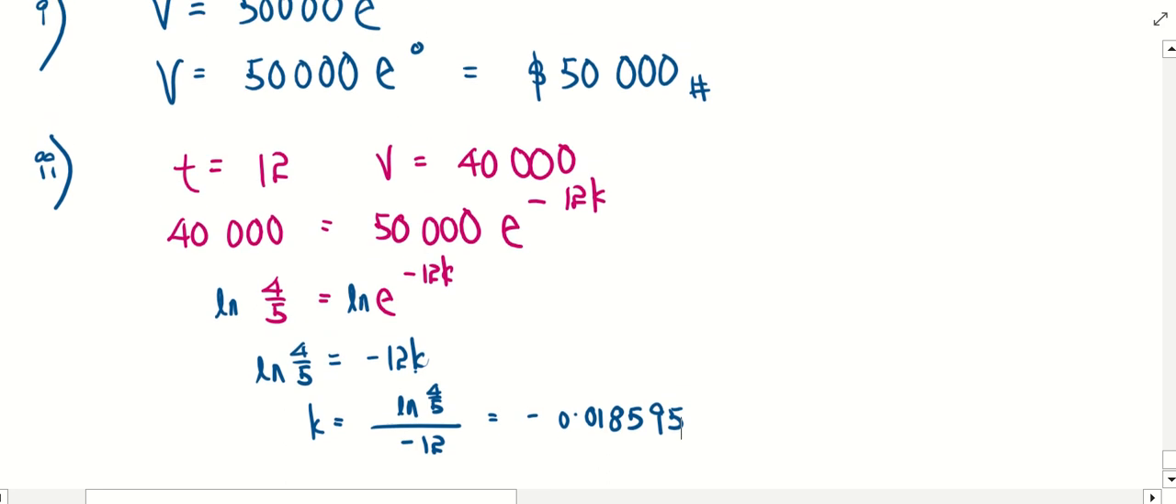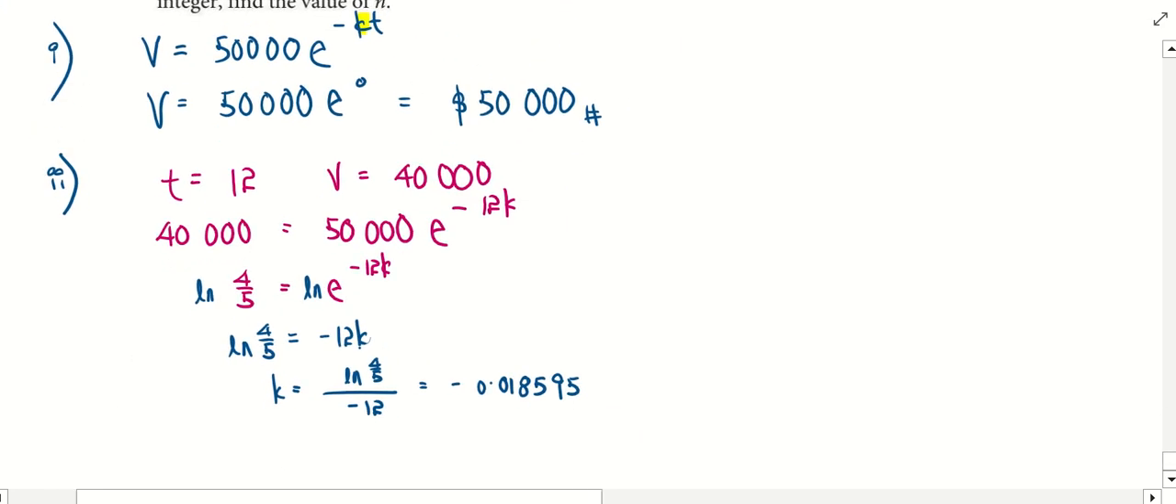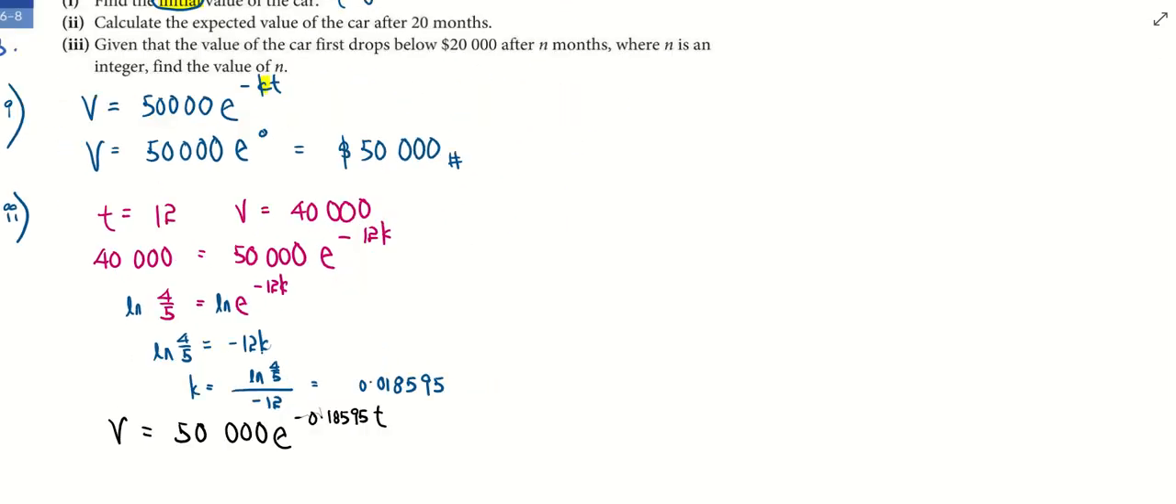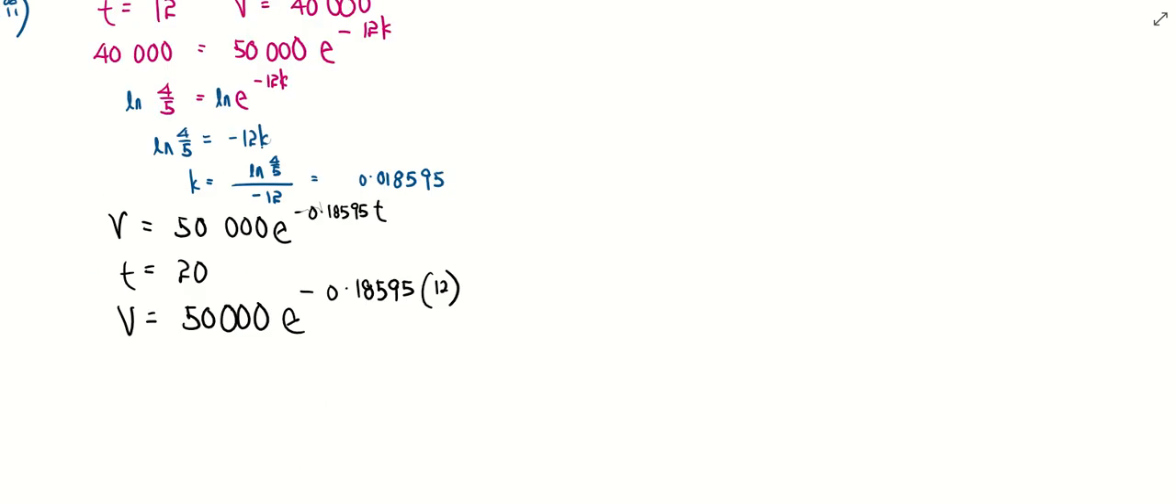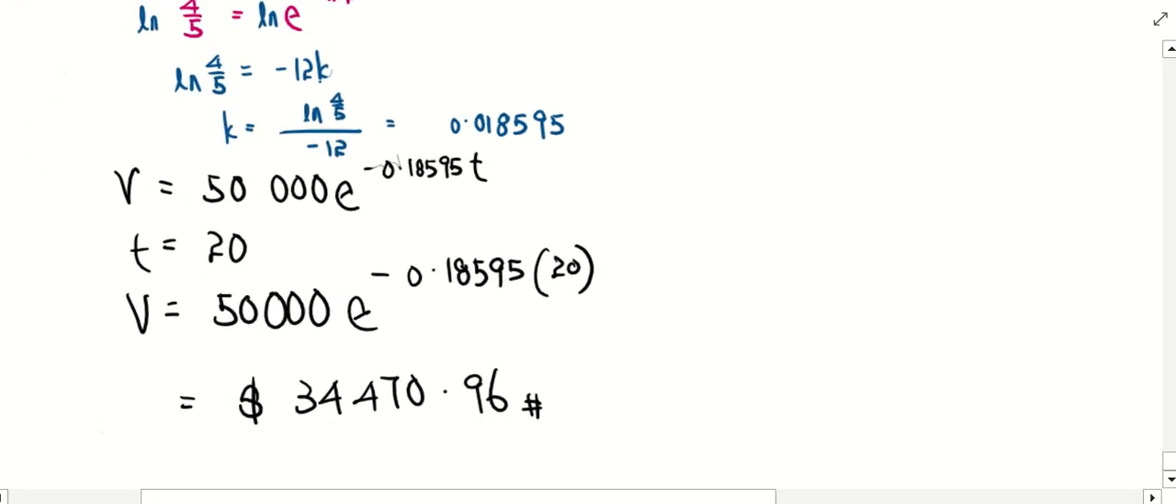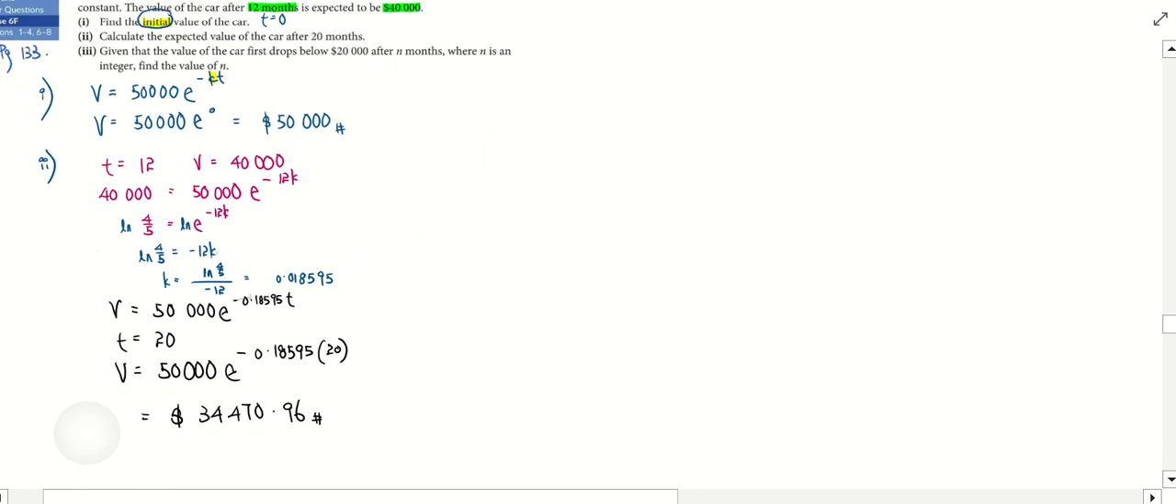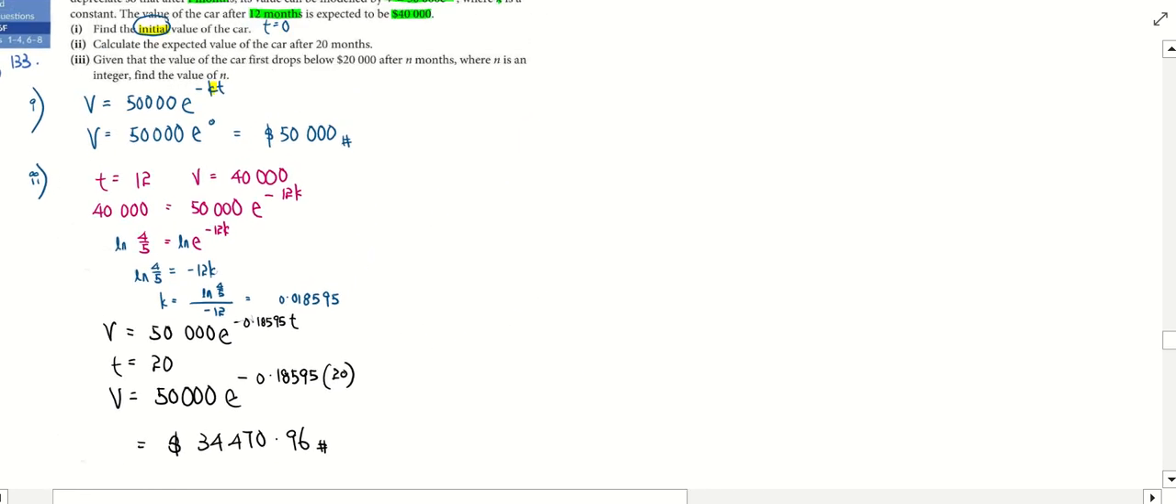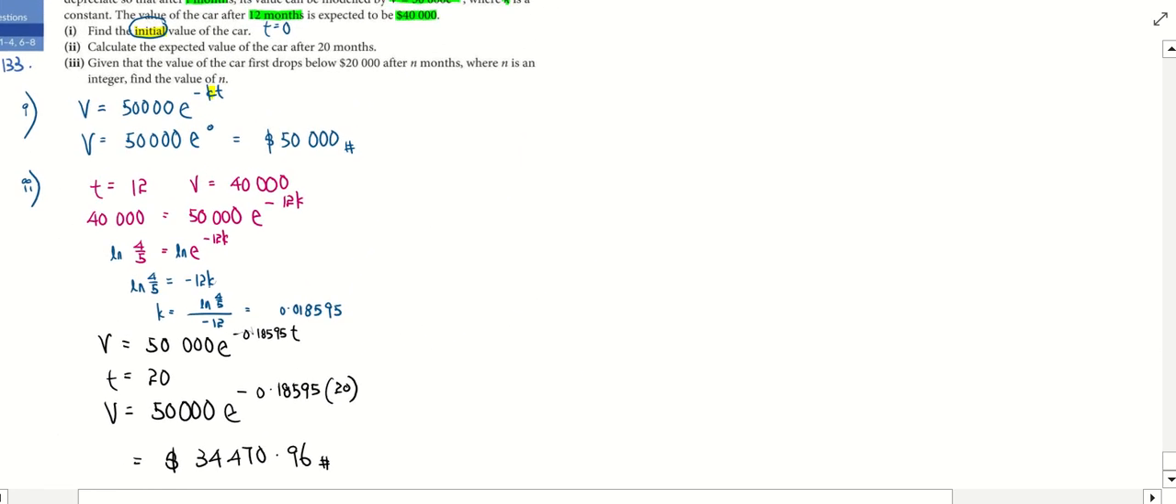Let me put my value of k back into the original equation. Remember, in part 2, I will need to find the value of the car after 20 months. This means that my value of t is equal to 20. Substitute it into the equation. After that, I can press the calculator. And if the answers are not exact, since this is in money, you may want to estimate to 2dp. And then we'll have our answer in 2dp, which is the value of the car after 20 months, before we come to the last part.